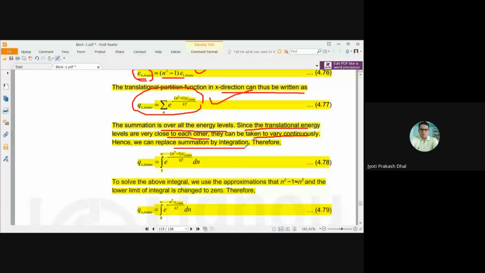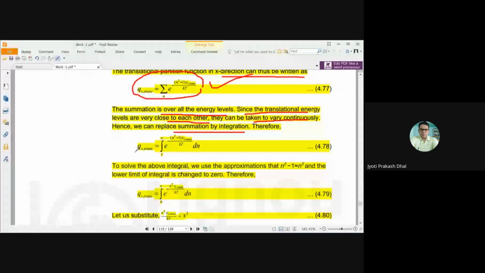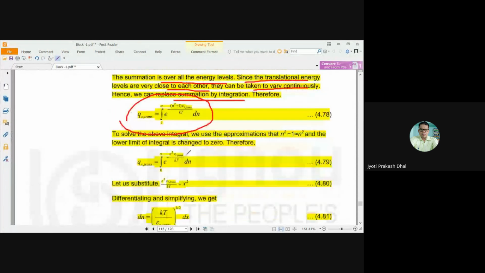Why are we taking integration here? Because the translational energy levels are very close to one another. That means the translational energy levels are in a continuous format. So Qx translational equals the integration of e to the power minus (n square minus 1) epsilon 1 translational divided by kT dn, and the integration will be taken from 1 to infinity.